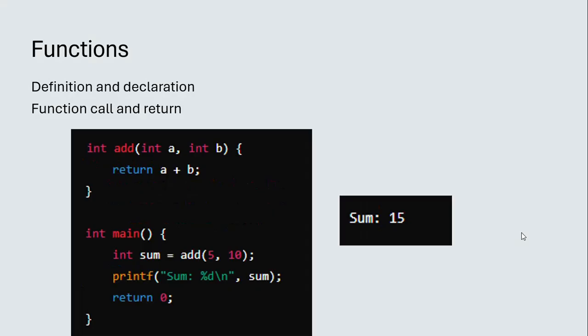Next is functions. With functions, we have definition and declaration, function call and return. Whenever we are defining a function, we can pass parameters to it, and this one will return a plus b. So we are defining the function in the first line, and then calling it in the main function. We are assigning the function result to a sum variable, then printing that sum. For int a and b we are passing the values 5 and 10. So 5 plus 10 will be 15. It will return 15 and print it as the answer.